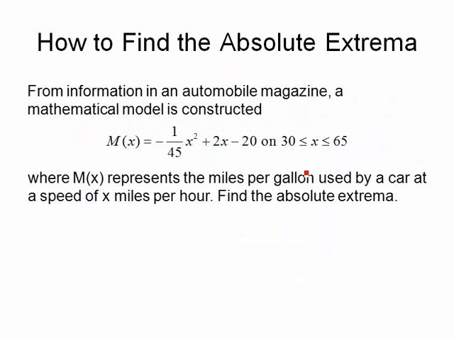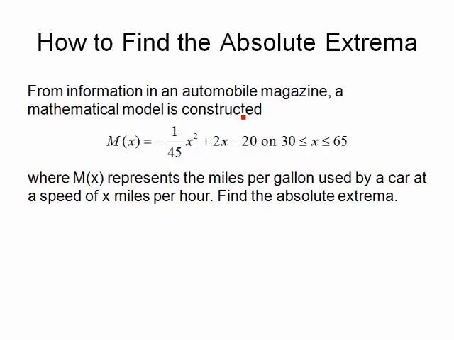As my last example, I want to take a look at a mathematical model. From some information in an automobile magazine, a mathematical model is constructed. M of x equals negative 1 over 45 x squared plus 2x minus 20 on the interval from 30 to 65, including the endpoints. M of x represents the miles per gallon used by a car at a speed of x miles per hour, and I want to find the absolute extrema.